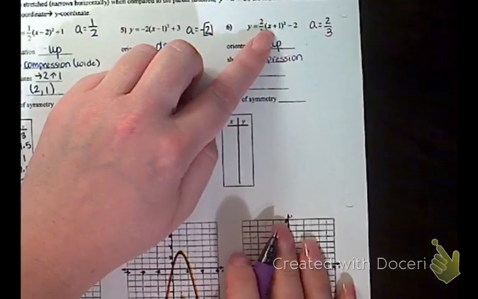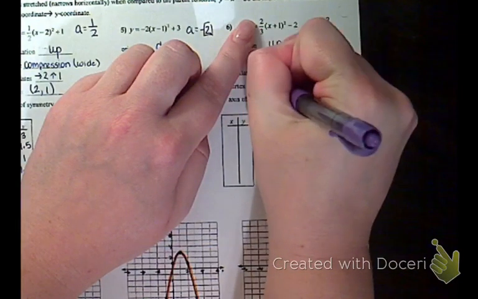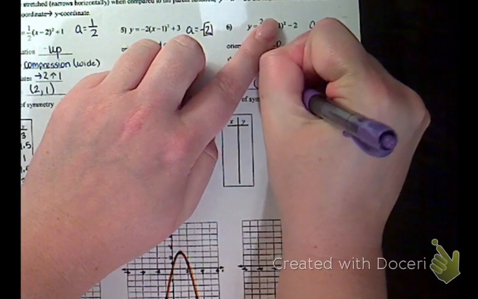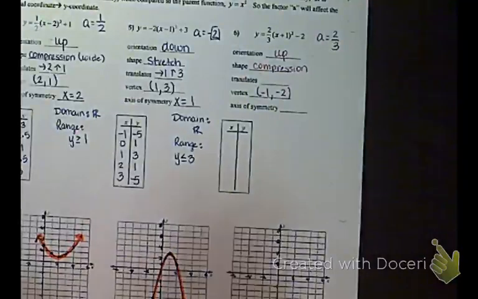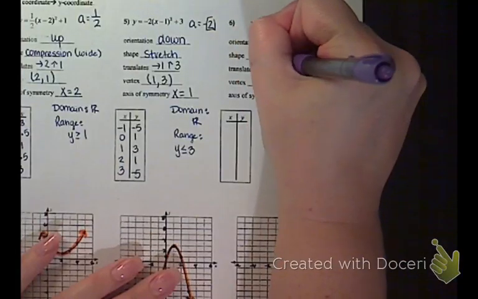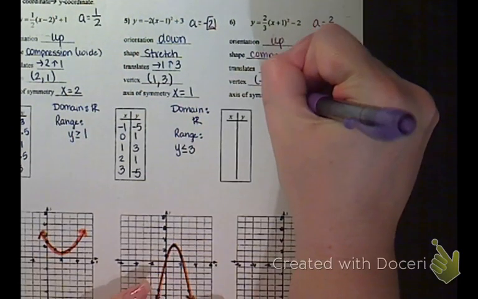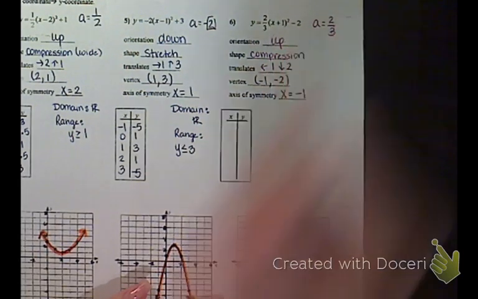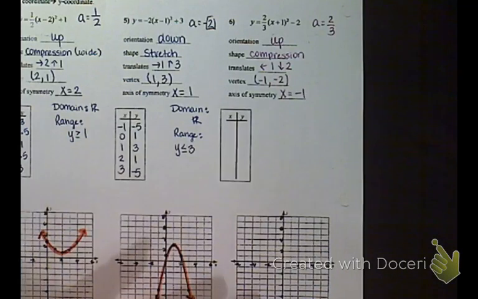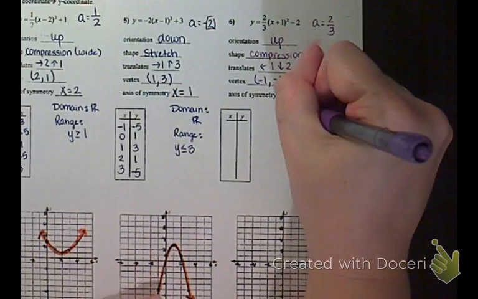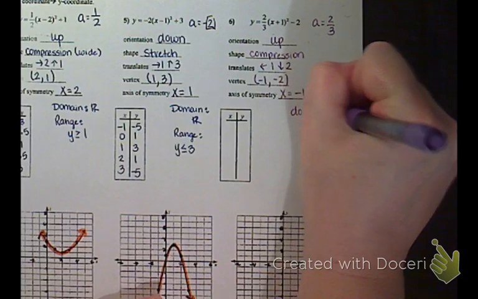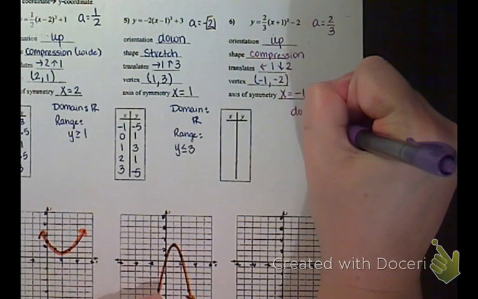Vertex. Inside the parentheses, I take the opposite, so I have a -1. Outside, I keep it the same, so it's a -2, which means I'm moving to the left one and down 2. The axis of symmetry is x equals -1. So the x value of the vertex. Your domain. All real numbers.